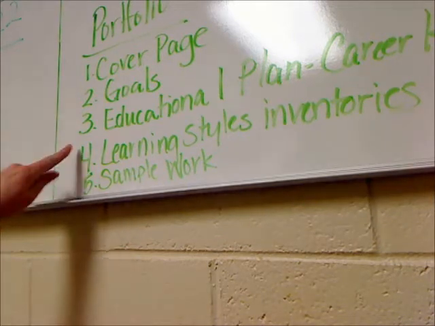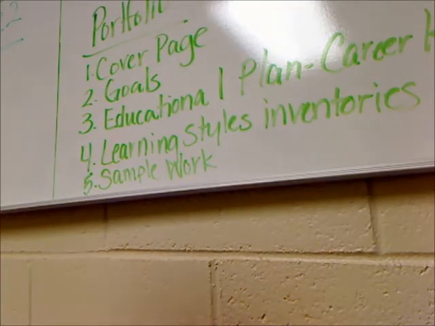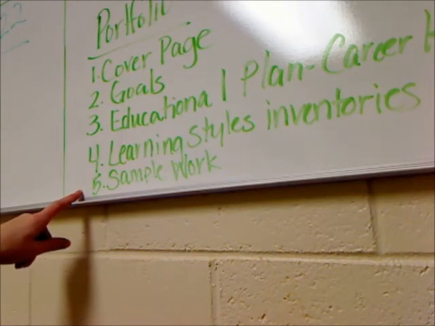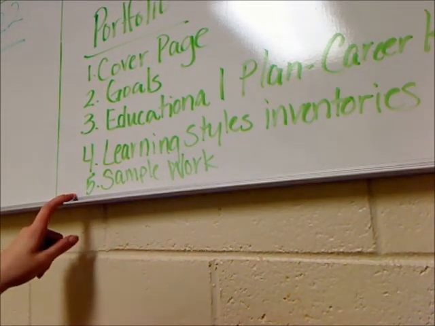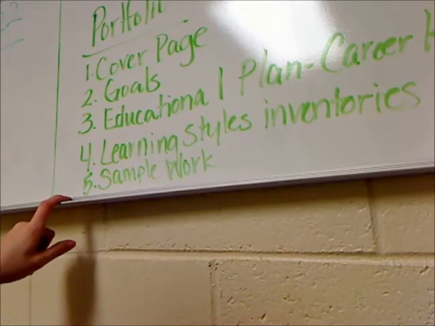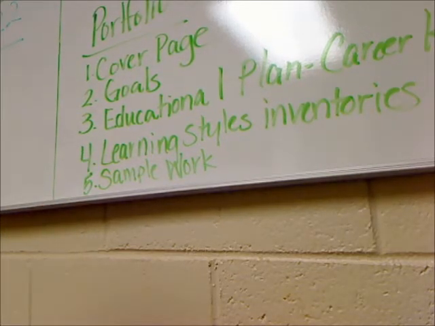Your third tab is going to be your learning styles inventories. And these include the BARSH, the VAC, the social learning inventory, and hemispherical dominance inventory, or how your brain learns. And we will actually do these in class as well. Your last tab is going to be sample work. Sample work includes anything that you've done throughout the semester that you've done well in. For example, tests, papers that you've written, projects that you've completed, anything that you have done throughout the semester that you're particularly proud of. Now, here is the important thing.